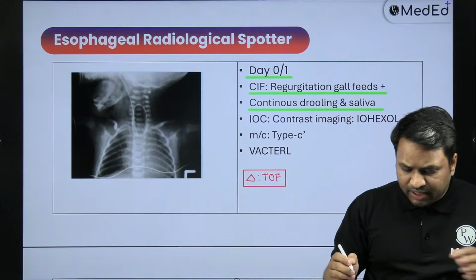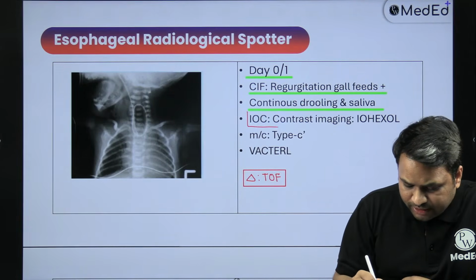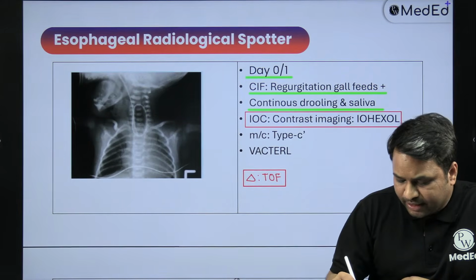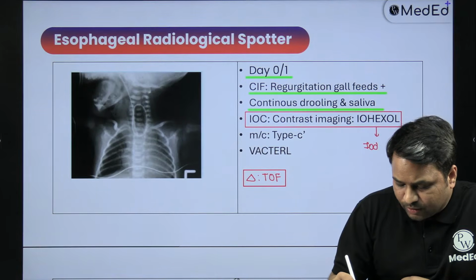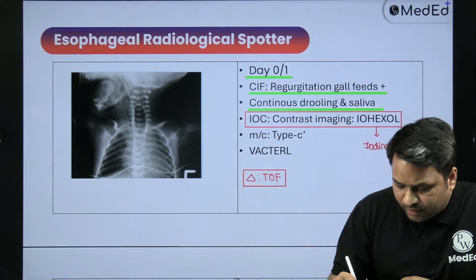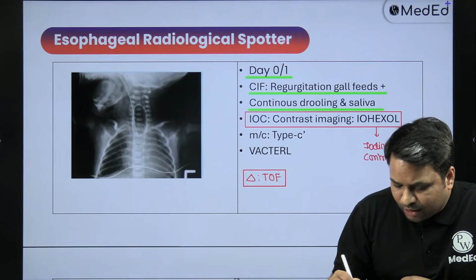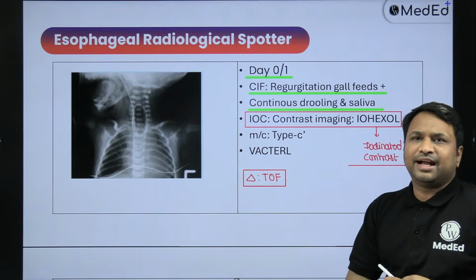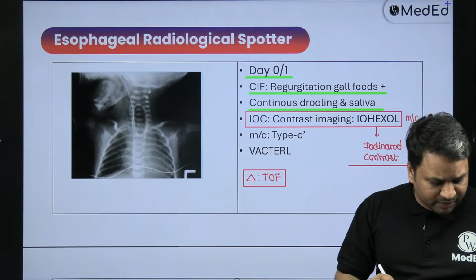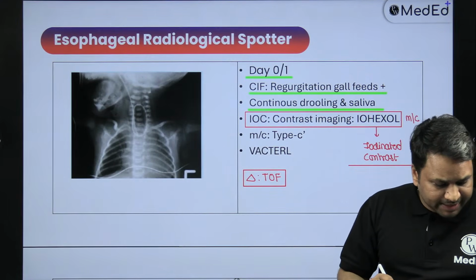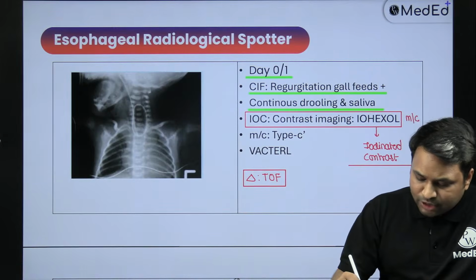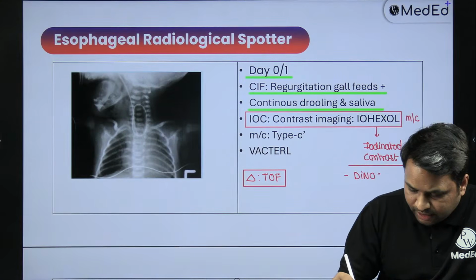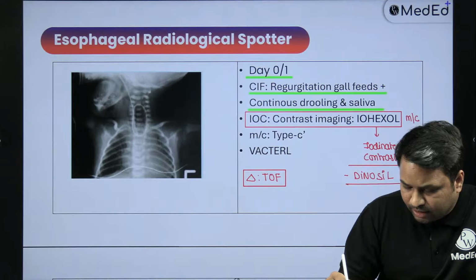Now, if they ask you what is the investigation of choice for the tracheoesophageal fistula and atresia, that is going to be contrast imaging, and the safest contrast that you will get is going to be iohexol, which is an iodinated contrast. Now, if iohexol is not given in the option, right? So the most common is going to be the iohexol. In fact, the iohexol is also considered to be the best contrast medium that is available, right? Now, let's say if the iohexol is not given in the option, what is the next contrast that you can give? You can also give the dinosol. The dinosol is another contrast that you can actually give.